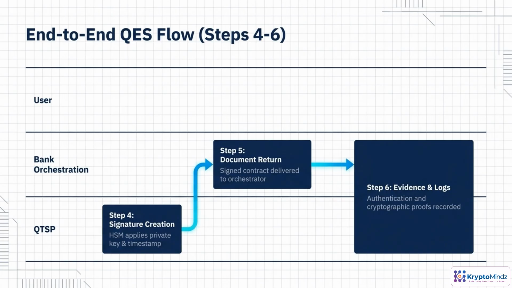Once the user has authenticated and given consent, the QTSP checks that everything meets its policy. Only then does the HSM apply the user's private key, certificate, and optionally a qualified timestamp to the document. The signed result goes back to the bank's orchestration layer, which updates the session and stores the contract. In parallel, both QTSP and bank log detailed evidence, which later supports audits, dispute handling, and regulatory checks.